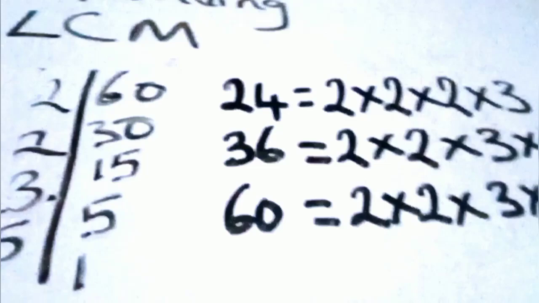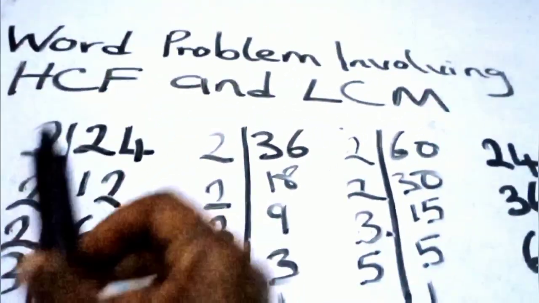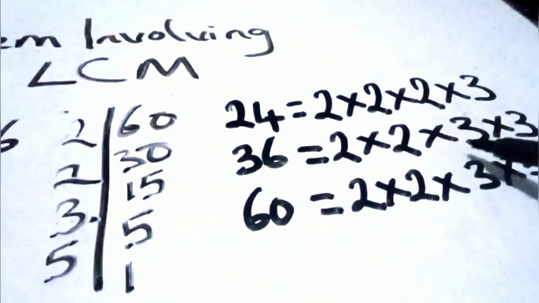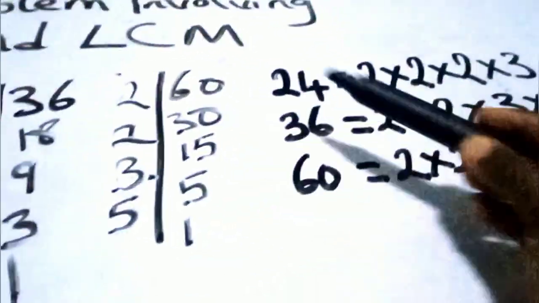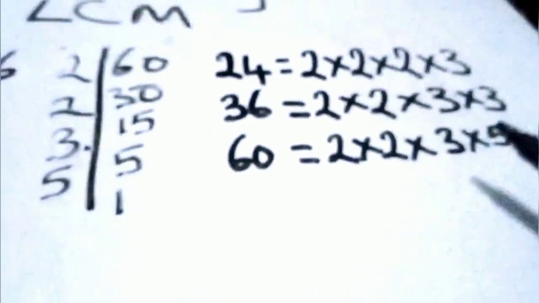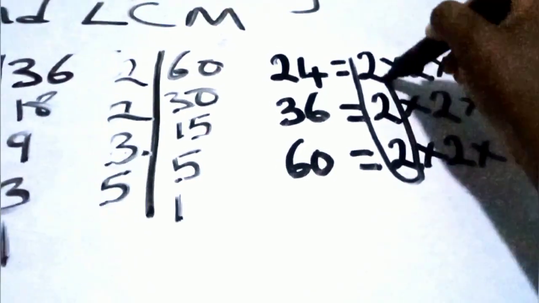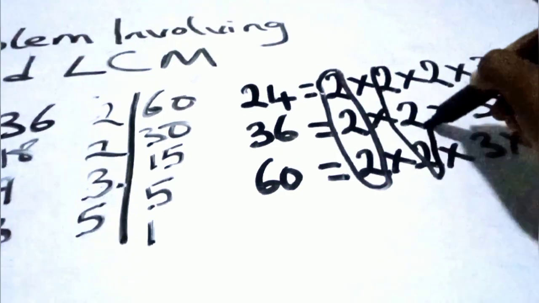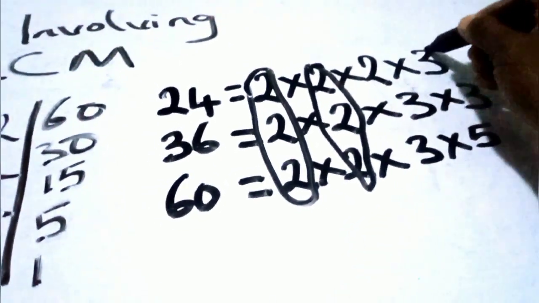Now let's express these as products of their prime factors. 24 is 2 times 2 times 2 times 3. And 36 is 2 times 2 times 3 times 3. While 60 is 2 times 2 times 3 times 5. So we're going to bring out the ones that are common. 2 is common. 2 again is common. What else do we have? 3.